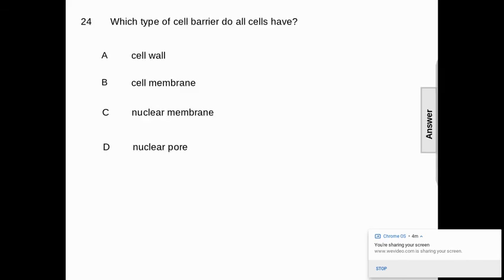24, which type of cell barrier do all cells have, not just plant cells? Which one is it? Barrier meaning on the outside. The answer is B, cell membrane.